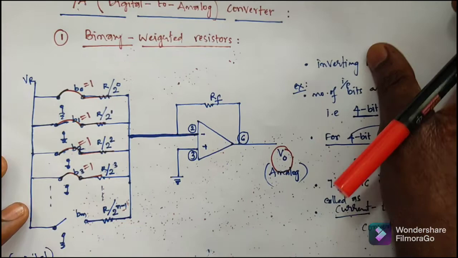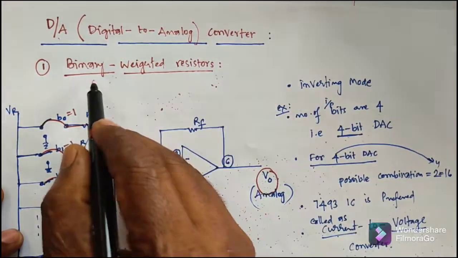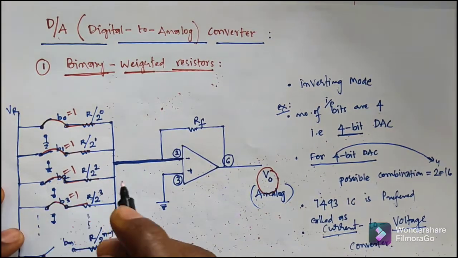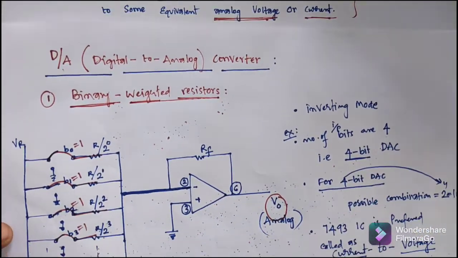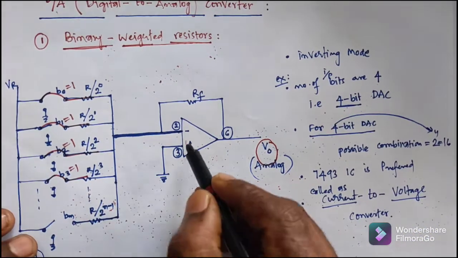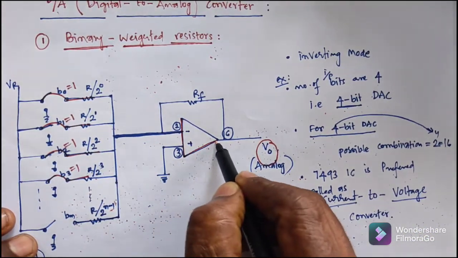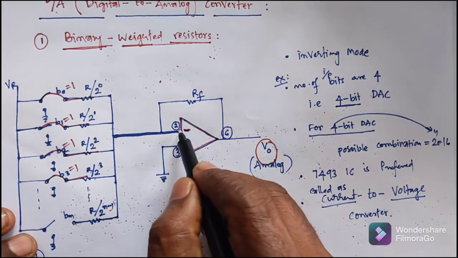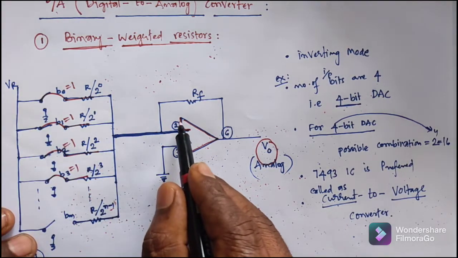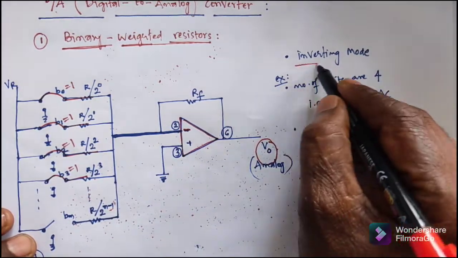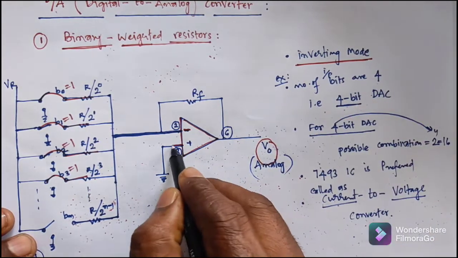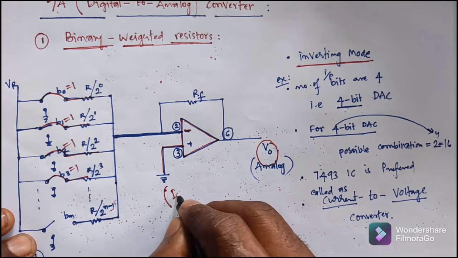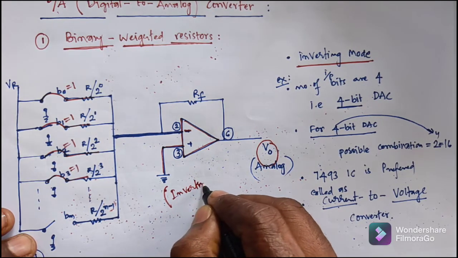This is another sheet on digital to analog converters. The first one is binary weighted resistors. The basic diagram has an operational amplifier, which has two input terminals. One is negative, connected to the second pin. If the input is connected to the negative pin, that is inverting mode. Then automatically the positive pin is connected to ground. So this total operation is inverting.